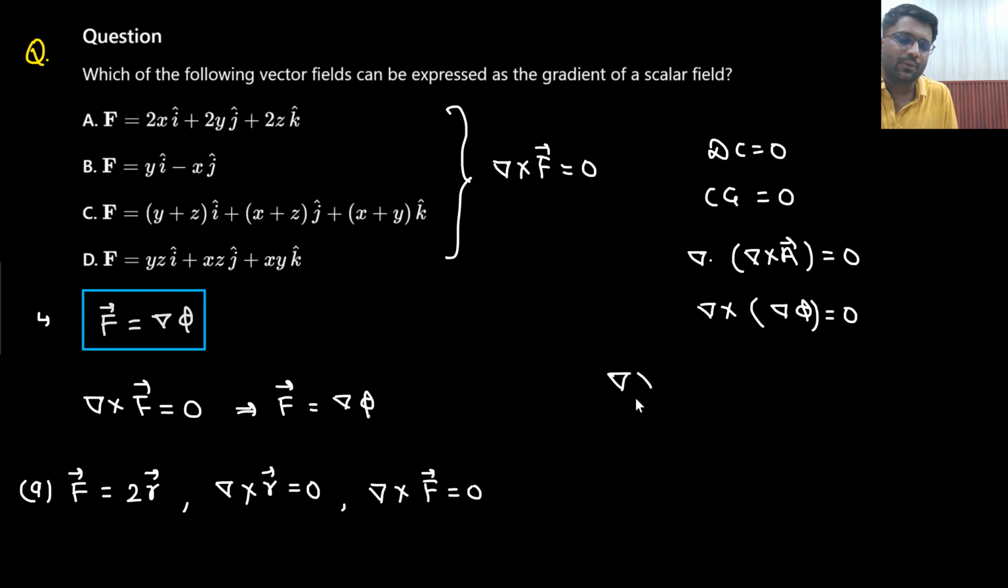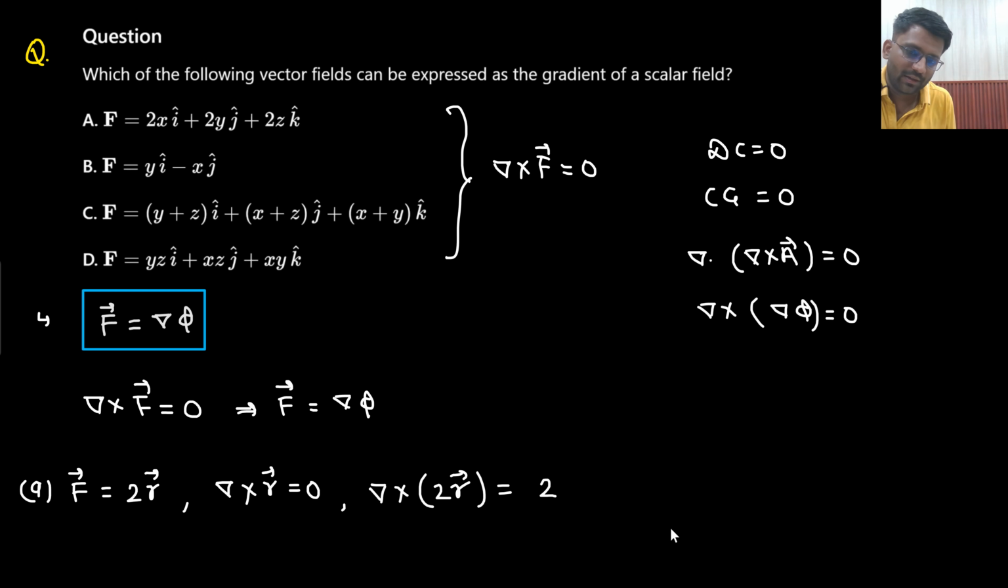Let's say there is some function f and vector a. You cannot directly take f outside; there is a formula for that that we will see. But if it is a constant value, let's say 3, then you can directly take 3 outside. So for del cross 2r vector, you can take 2 directly outside.